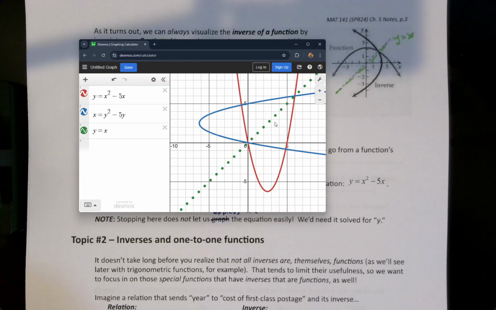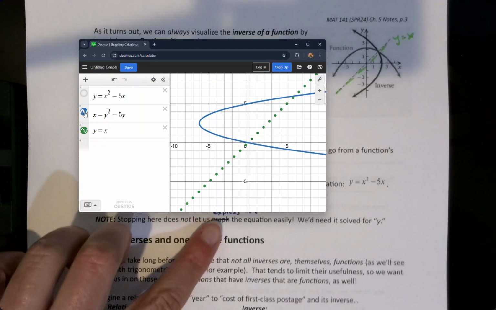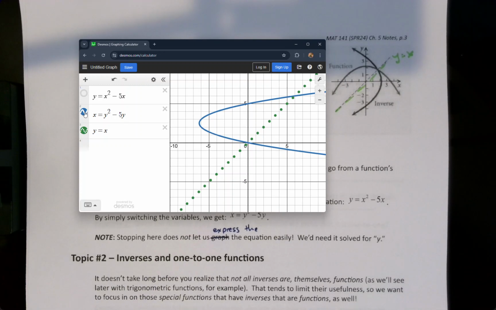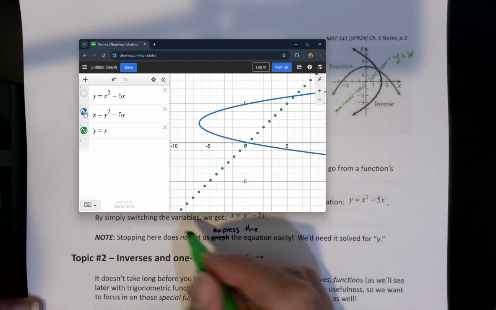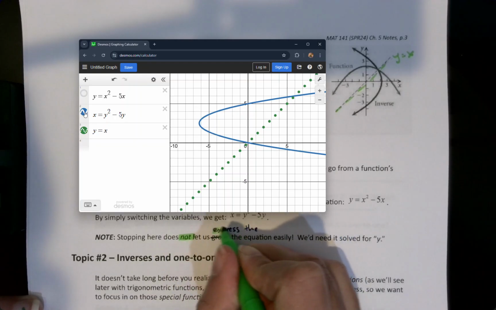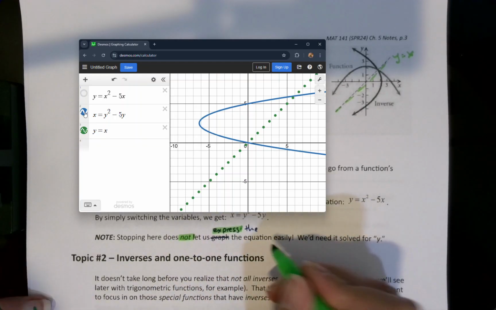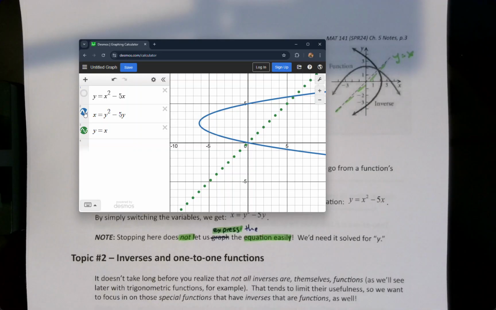And yes, there is symmetry here, but you'll notice that the inverse defined by this equation is not a function. It would fail the vertical line test. So while it's possible to graph the inverse using technology, it is not always easy to express the equation of the inverse in terms of a function because it's often not a function, such as the case here. Makes a really pretty picture though, but it's not a function.